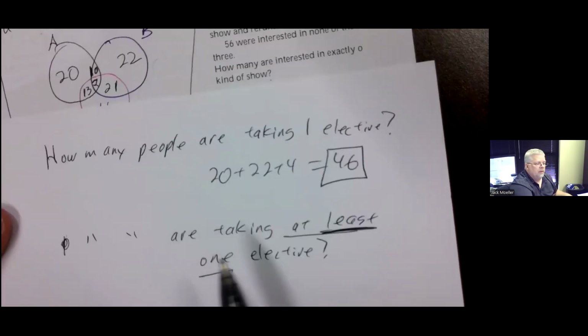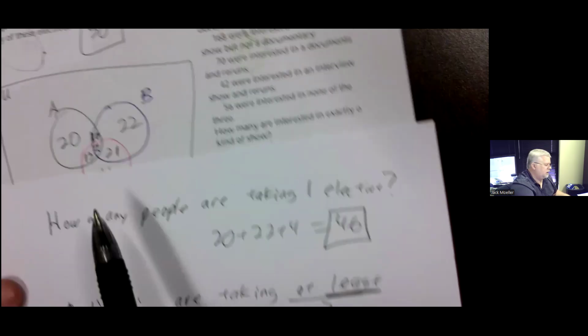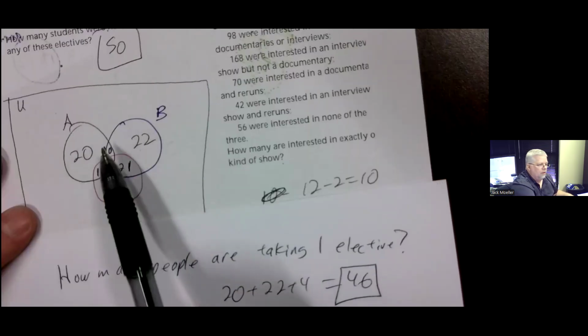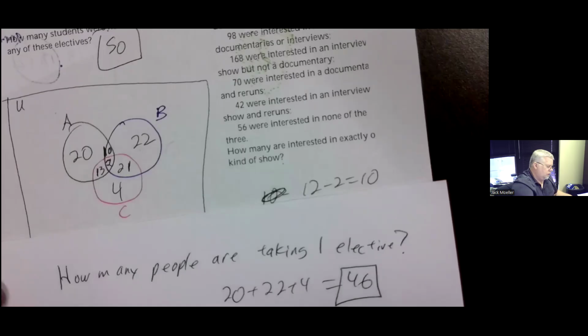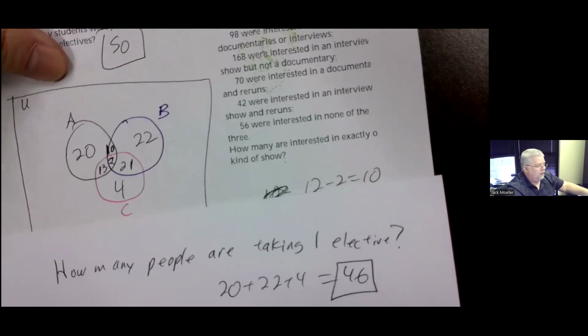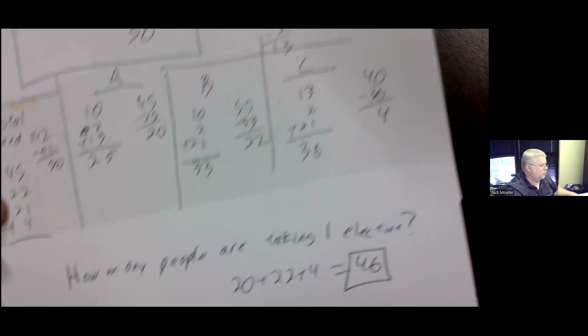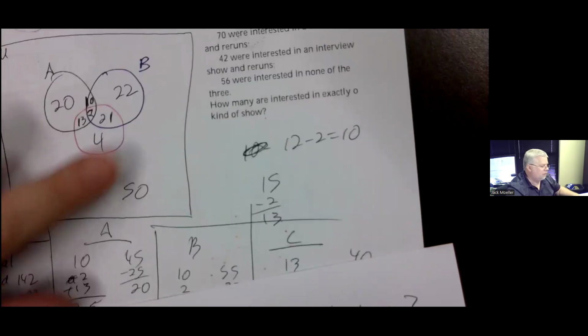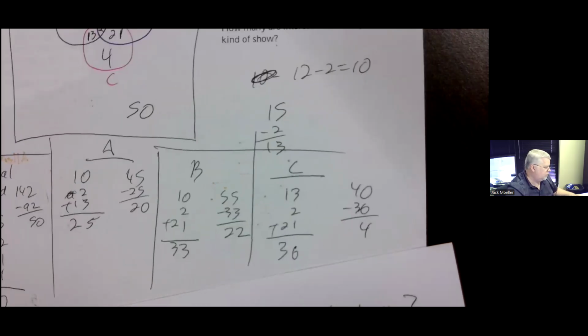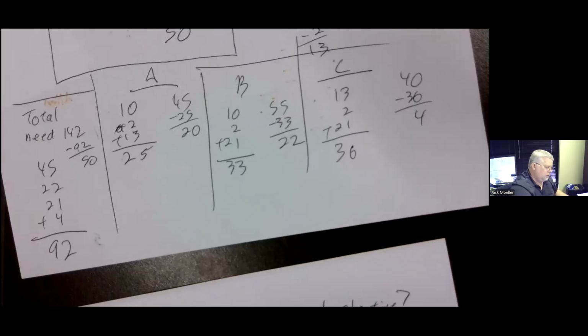So if we're saying how many are taking at least one, that's actually the union of the whole thing. And so that would be 20 plus 10 plus 22 plus 13 plus 2 plus 21 plus 4. Now, I will say that we've actually already figured this out, because to get that, we had to add up all those numbers. And so from the previous problem, that was 92.